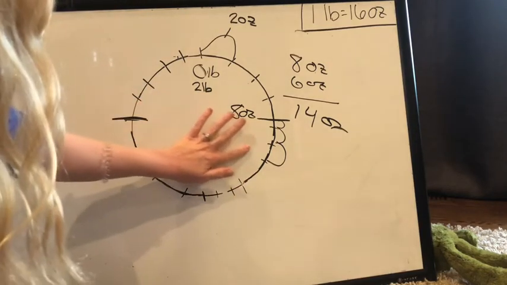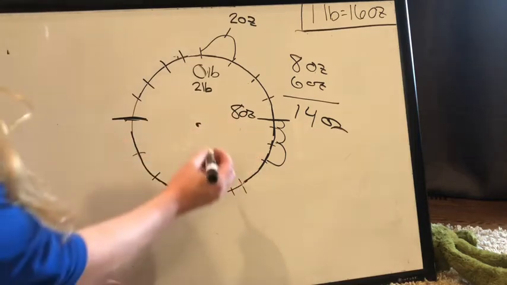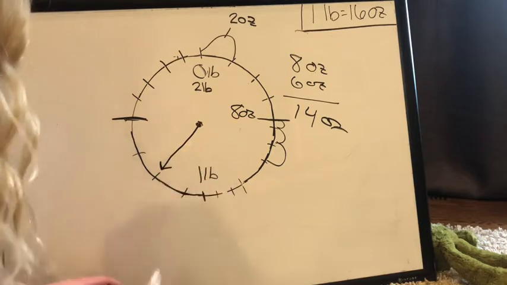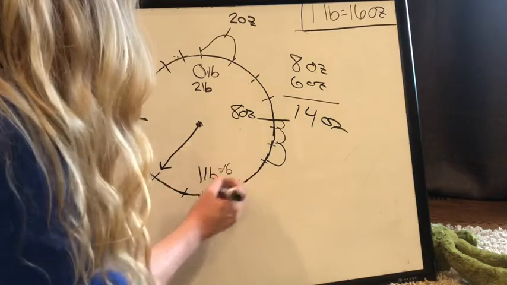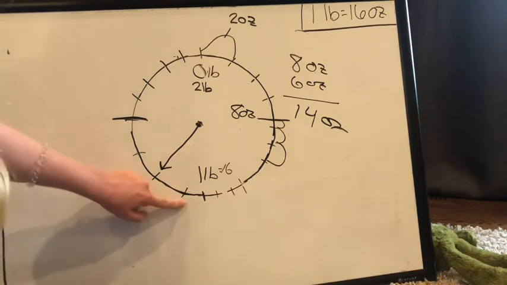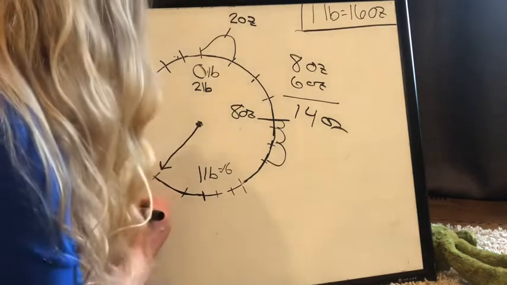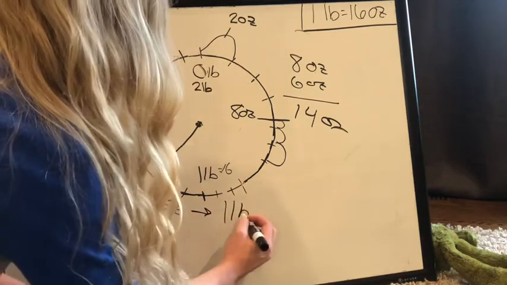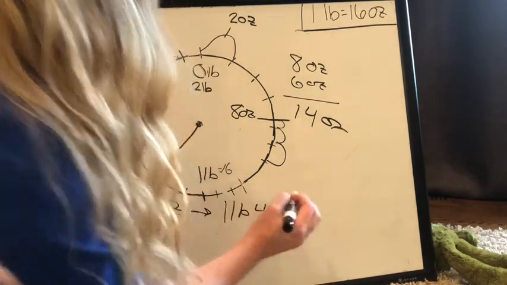If we had an arrow pointing to here, we know that 1 pound is 16 ounces, and if each of our jumps is 2 ounces, it'd be 16, 18, 20 ounces, or 1 pound, 4 ounces.